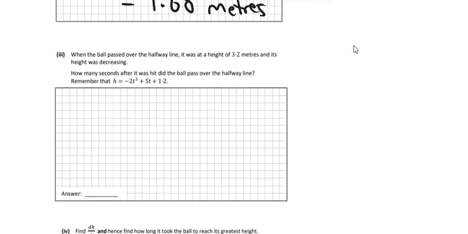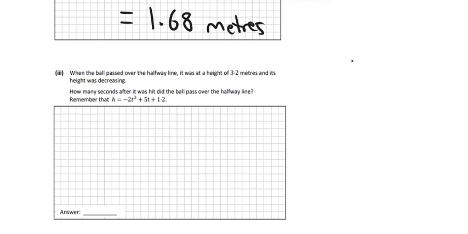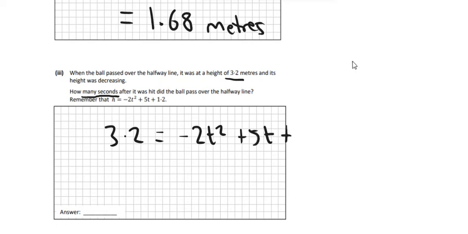The third part then, when the ball passed over the halfway line, it was at a height of 3.2 meters, and its height was decreasing. How many seconds after it was hit did the ball pass over the halfway line? So we're asked to find t here really, because we're asked to find after how many seconds. So how many seconds means how long basically. So we're actually given the height here. It was at a height of 3.2 when this happened. So we're given the answer basically. So we put in a 3.2 instead of the height this time, equals minus 2t squared plus 5t plus 1.2.